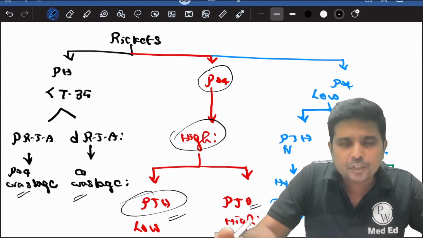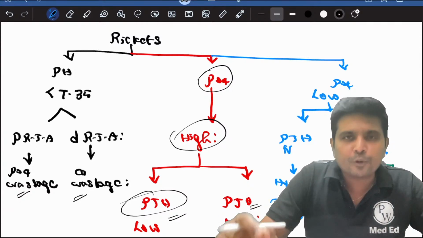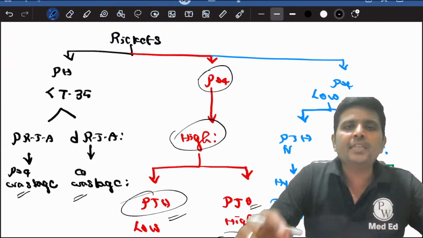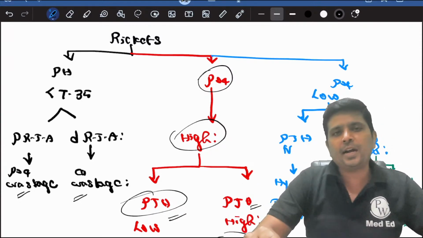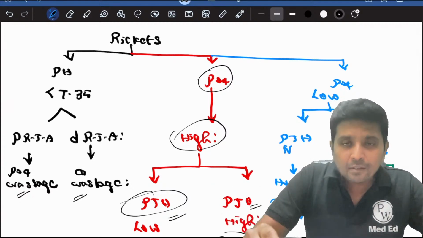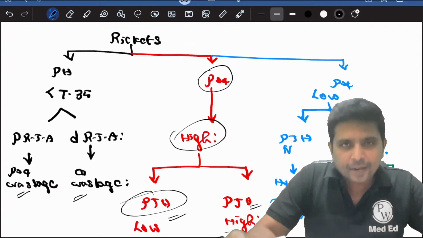When it is high, it is VDDR type 2. Another clue is that VDDR type 1 and type 2 have onset less than 6 months of age. VDDR type 2 is associated with alopecia and enamel defect. And one more point, low phosphorus should always be associated with high parathyroid hormone.